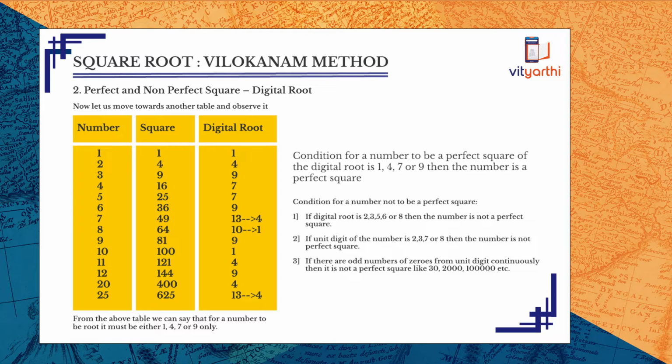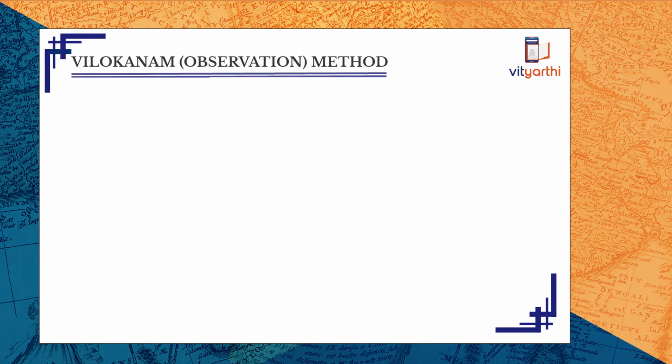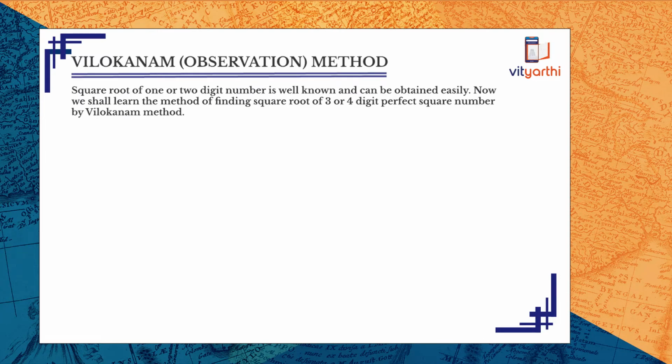Which method is useful to find out the square root in Vedic mathematics? We will use Vilokanam method. This is also called observation method, to find out square root. Square root of 1 or 2 digit number is well known and can be obtained easily.